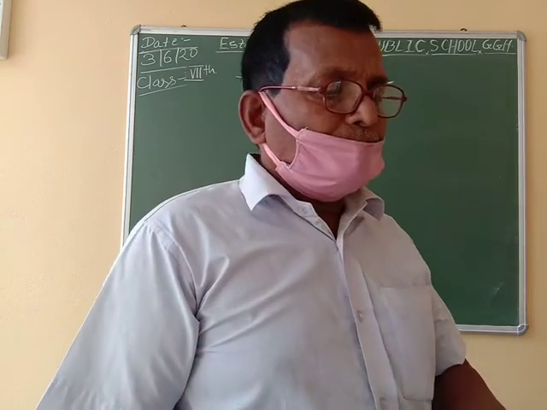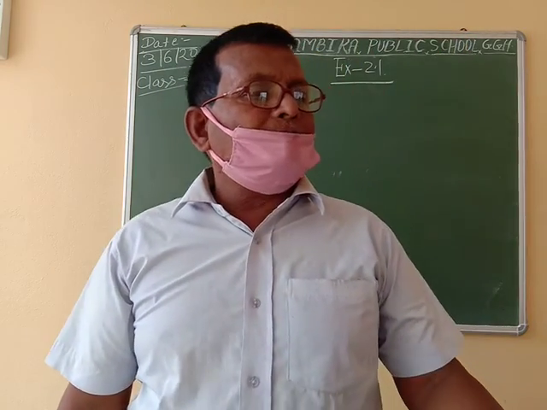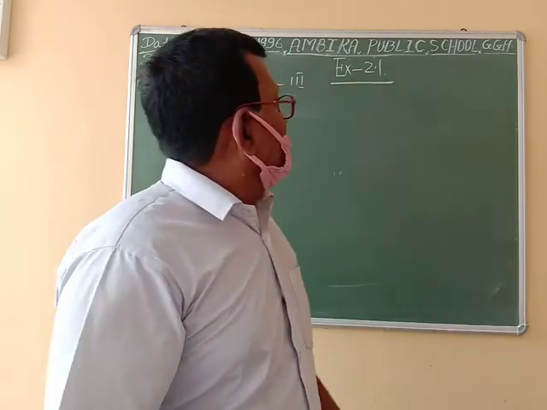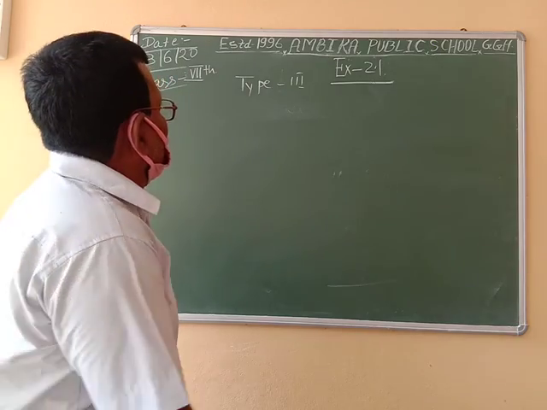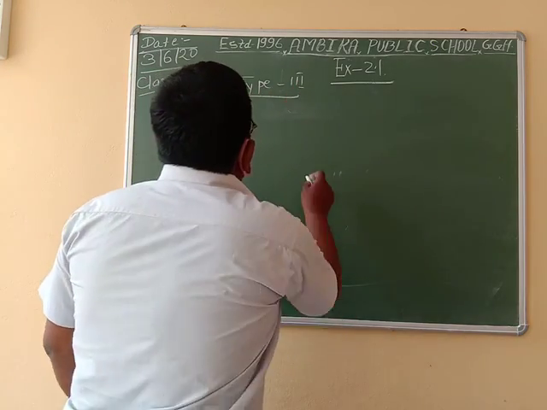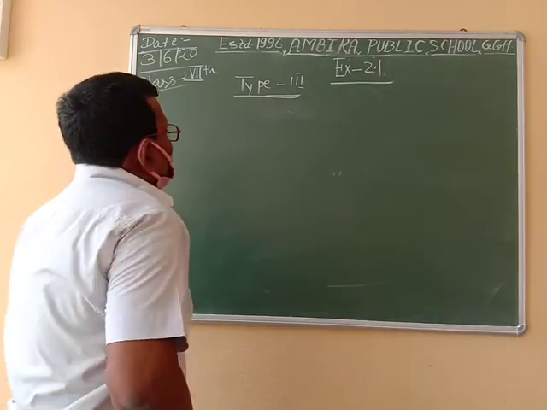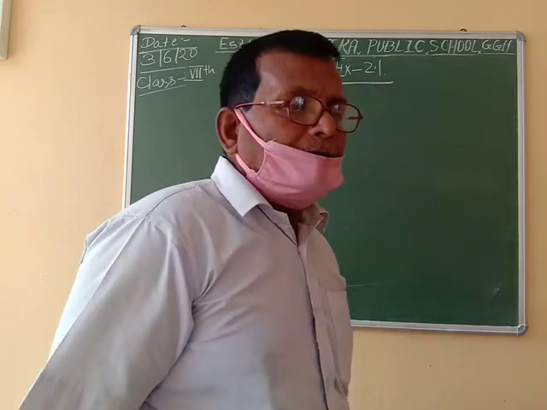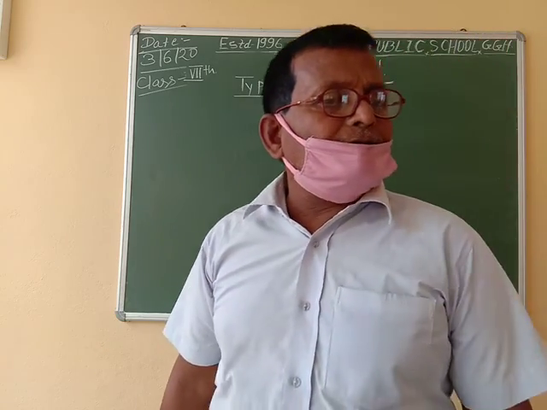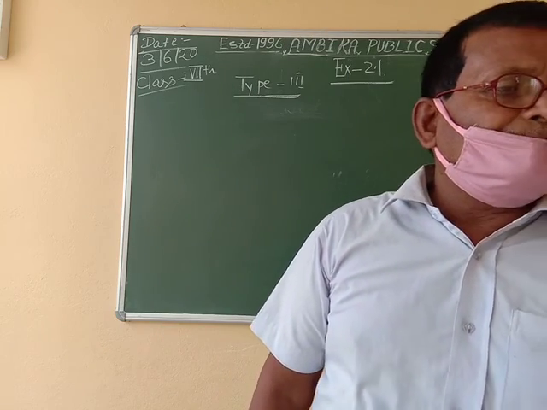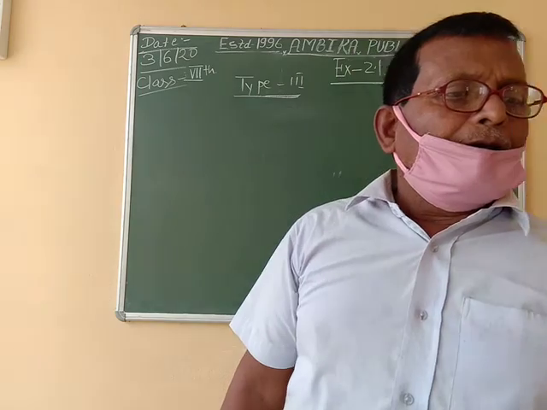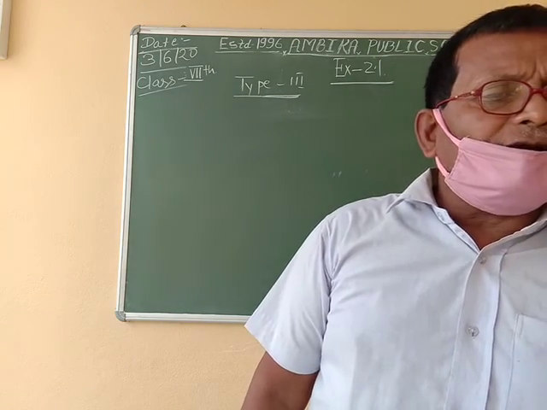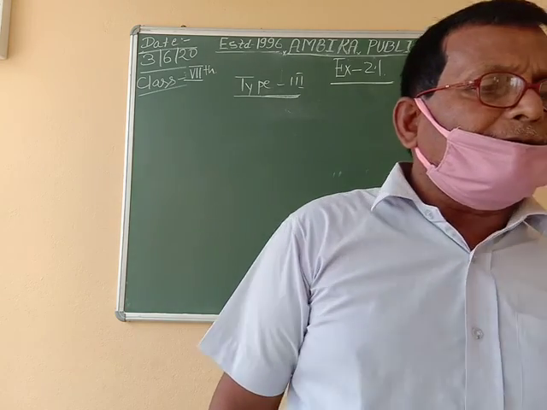Dear students, in the previous class I solved type 1 and type 2 questions from exercise 2.1, and type 3 questions are left. So I am going to solve from type 3. Question number 3: Samira purchased 3 1/2 kg apples and 4 3/4 kg oranges. What is the total weight of fruits purchased by her?